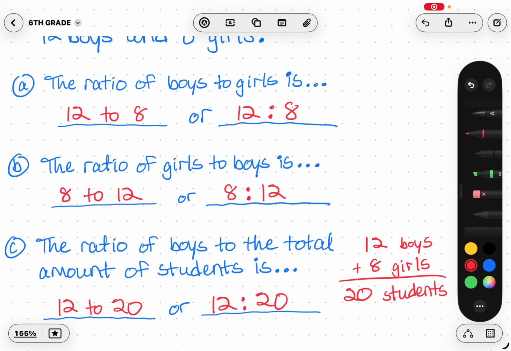Okay. So that's a brief introduction on ratios. And now you can look forward to looking at those other videos I have on ratios to see how well you do with those.